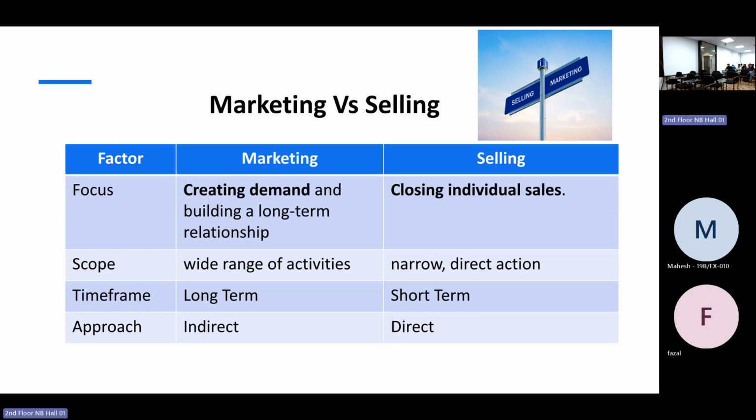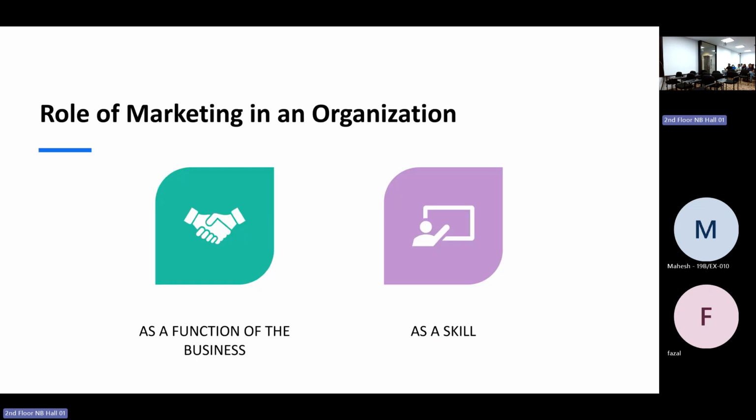Then we are going to learn about the role of marketing in an organization. There are two key points. One is as a function of business and the other is as a skill. So what are the business functions that you know apart from marketing?